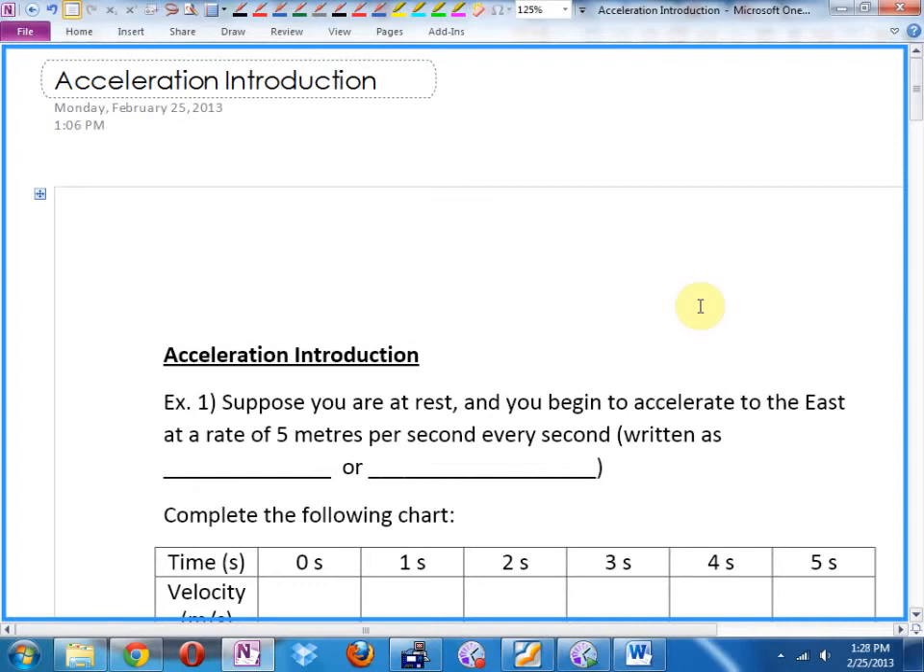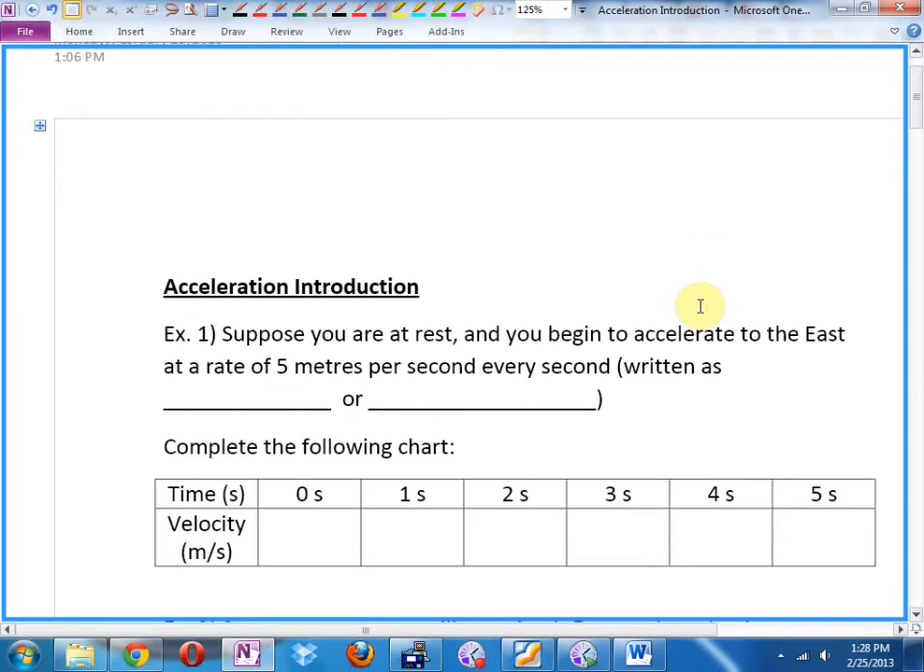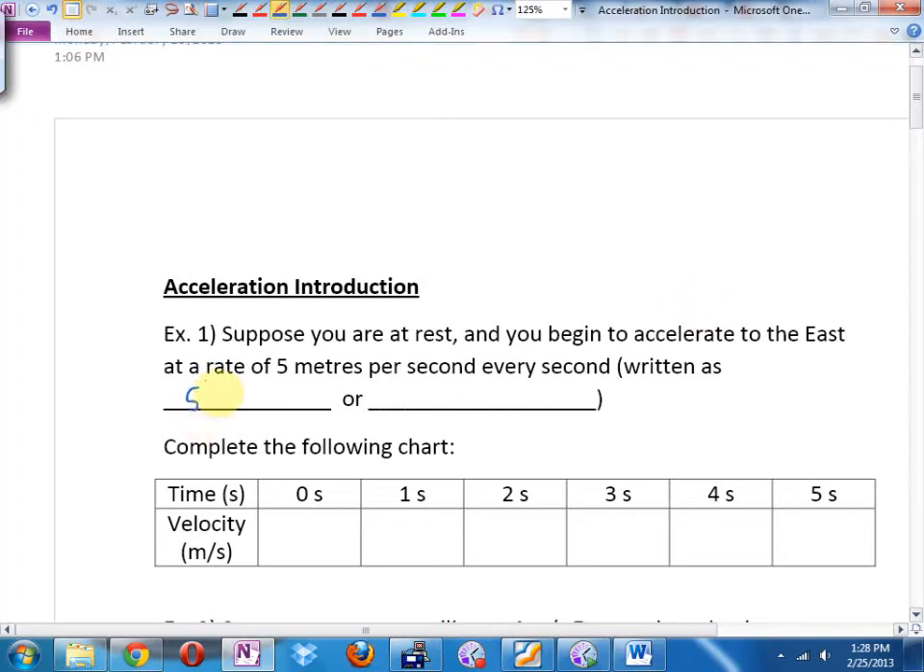And so I wrote here, suppose you are at rest, and you begin to accelerate to the east at a rate of 5 meters per second every second. But we don't write it that way. Rewrite it like this: 5 meters per second per second. Actually, we don't write it that way.